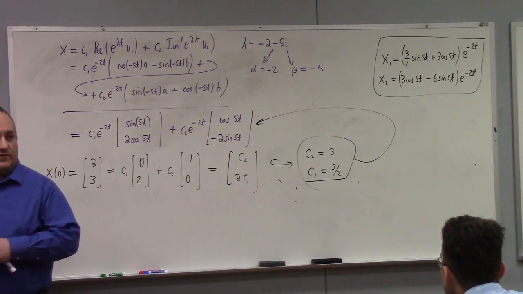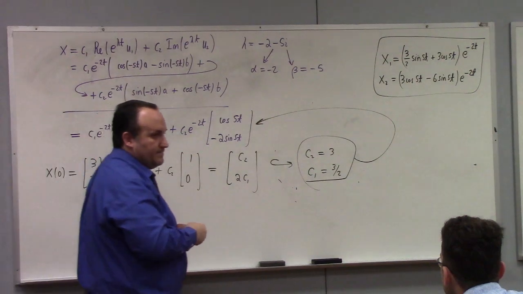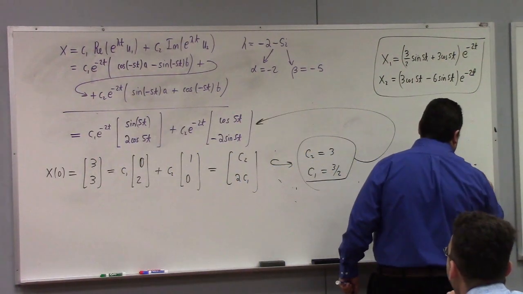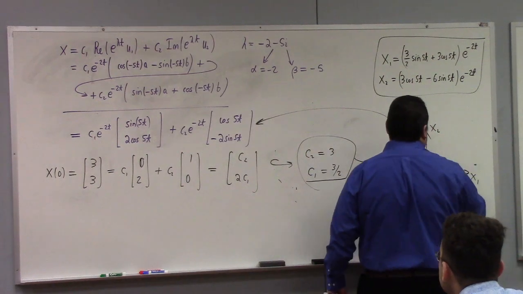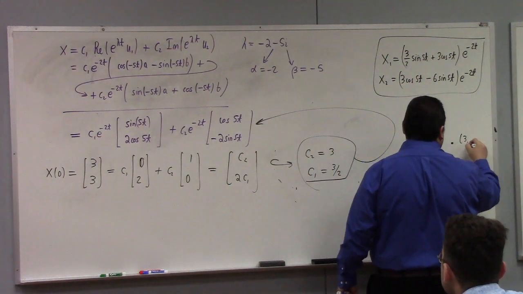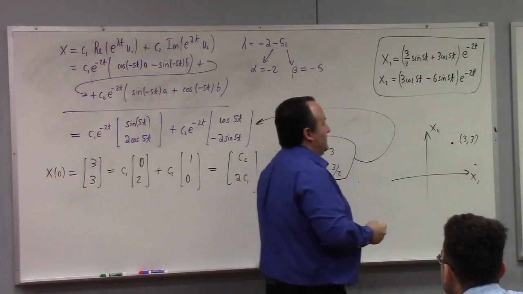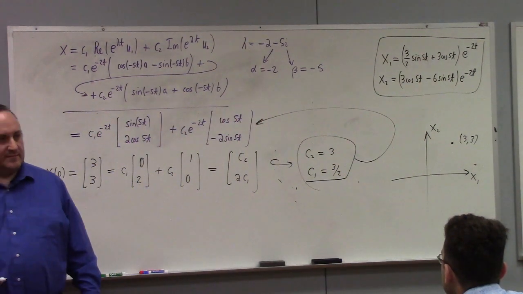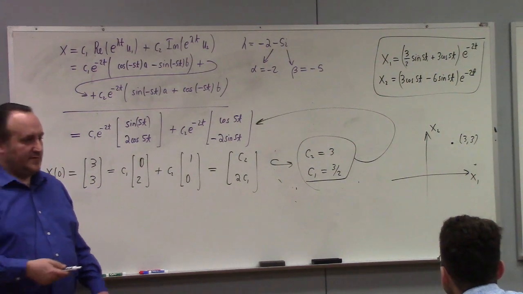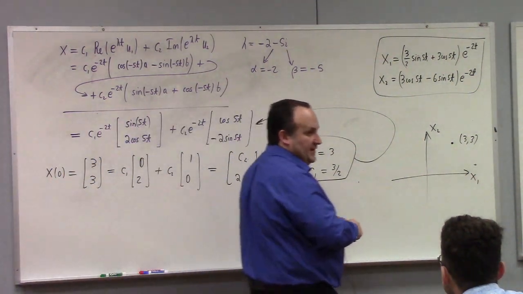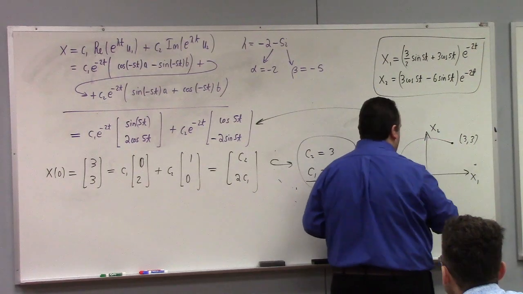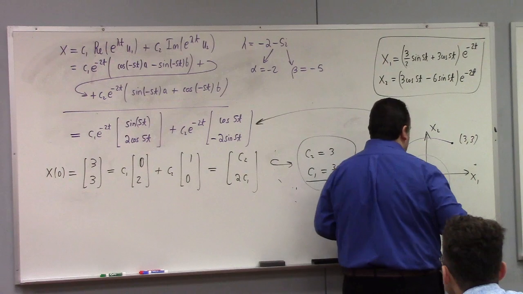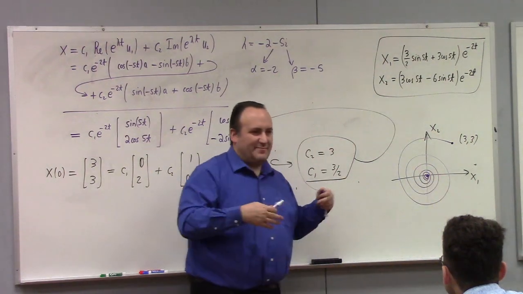And what would the solutions look like if you were to plot them? If this is x1, this is x2, you're starting out at 3, 3. What happens to this solution as t goes to infinity? It goes to 0. So this thing, if we could draw it, would be something like that. And I really don't know how many big loops it makes. I'm just totally speculating.